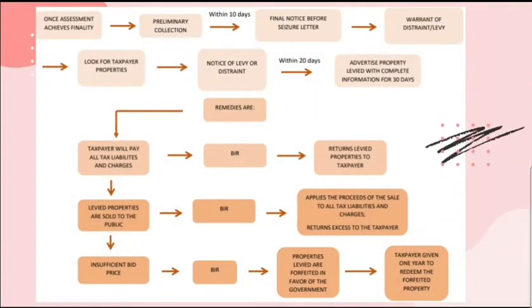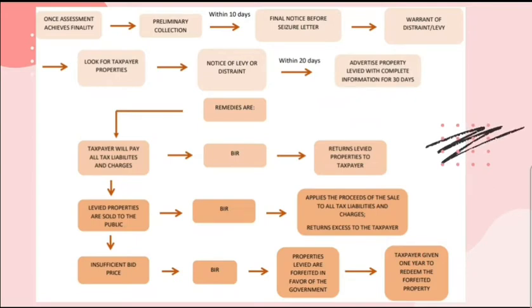Once the assessment has reached finality, the taxpayer is sent a preliminary collection letter which allows him to settle his tax liabilities with charges while avoiding the possibility of having his properties confiscated or forfeited by the government. He can pay this by lump sum, installments, or compromise payment. The Bureau of Internal Revenue must, however, approve installment payments and compromise agreements.